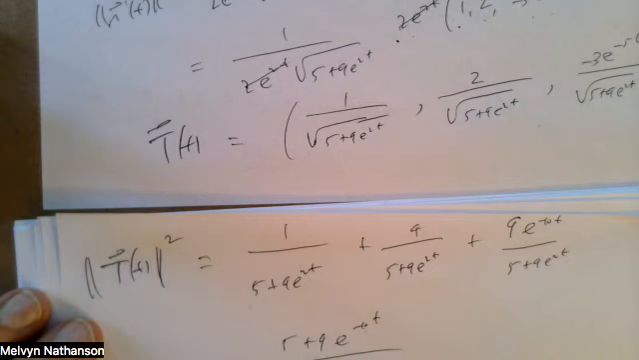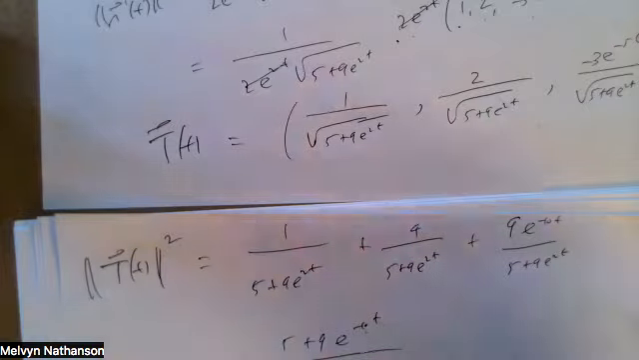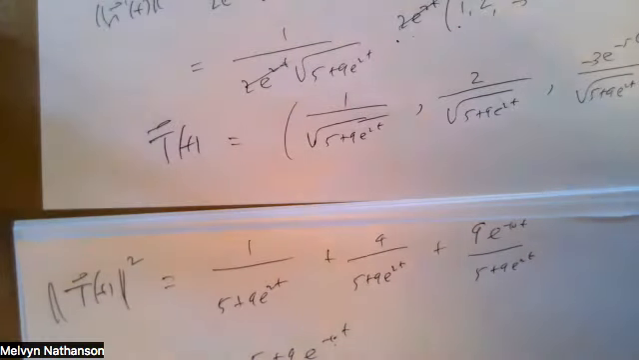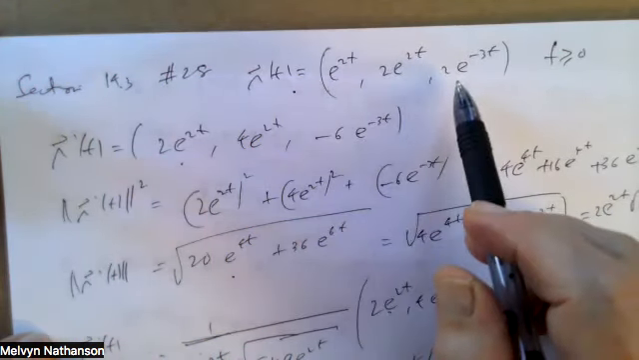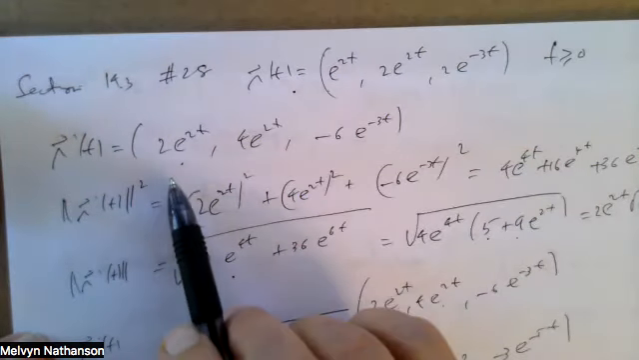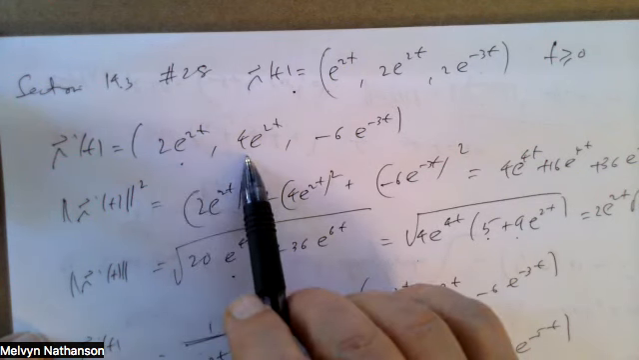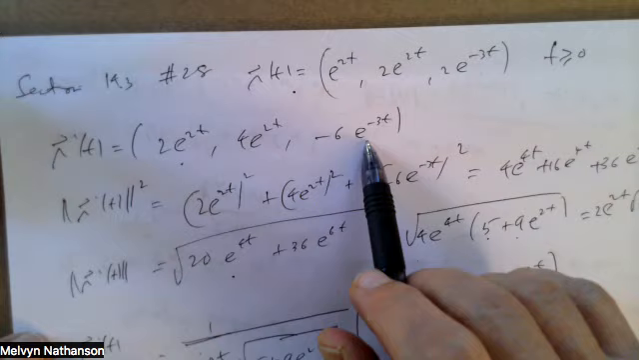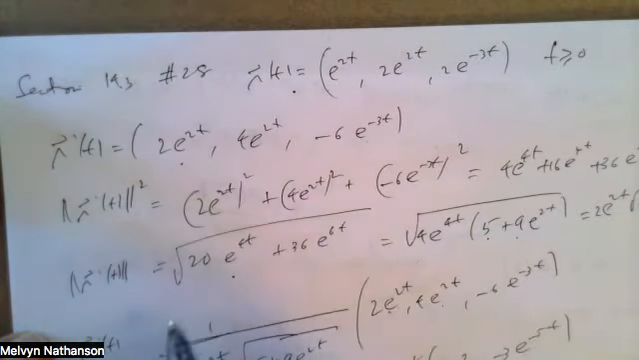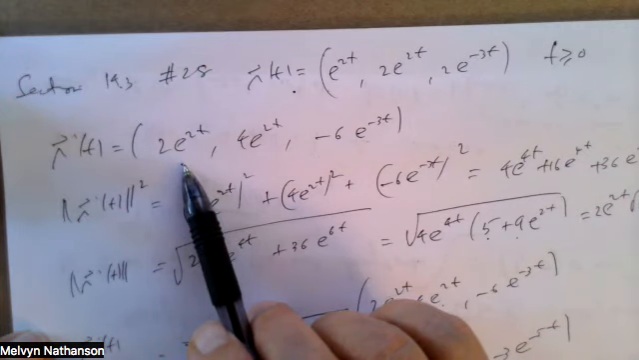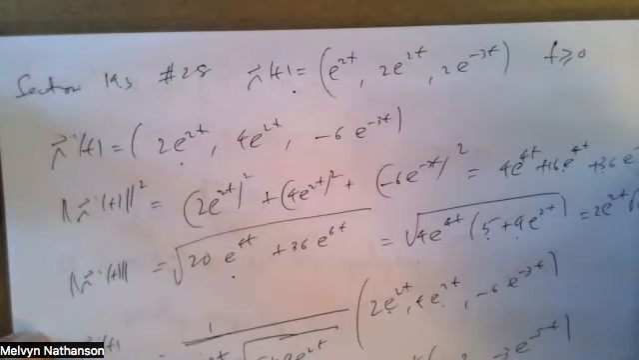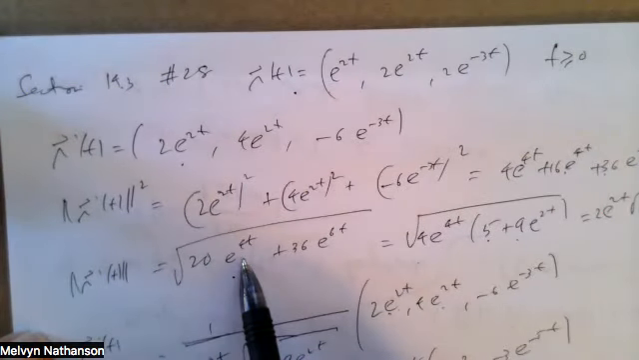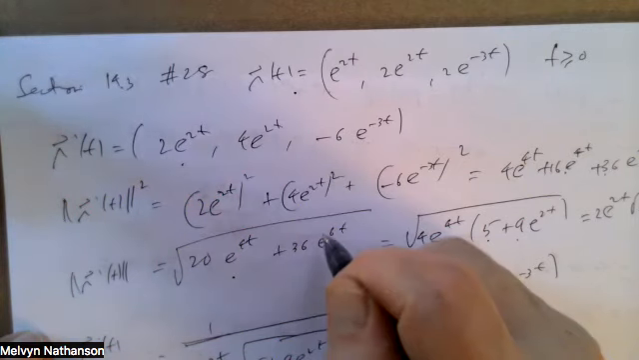So it's almost correct, but something is wrong. I'm actually happy when I get something wrong because then I get to go back and check. So let me see what I did wrong. r of t is e to the 2t, 2e to the 2t, 2e to the minus 3t. So the derivative is 2e to the 2t, 4e to the 2t, minus 6e to the minus 3t. The length of this squared is 4e to the 4t, 16e to the 4t, 36e to the minus 6t, which is 20e to the 4t plus 36e to the minus 6t.